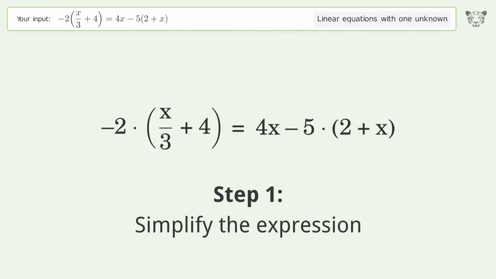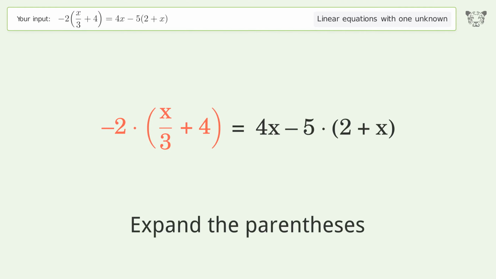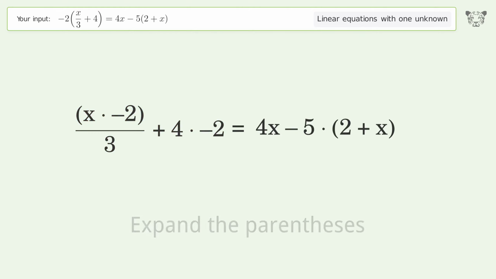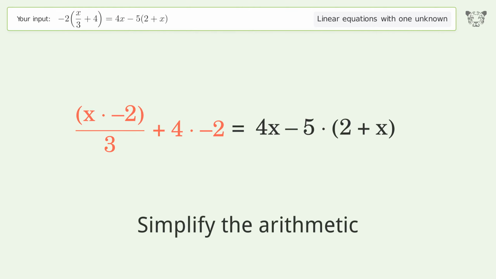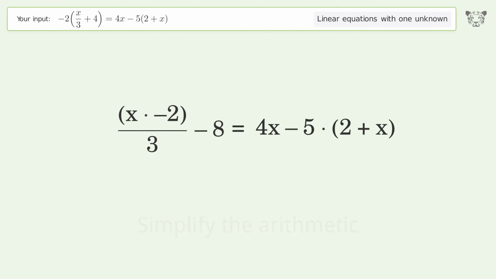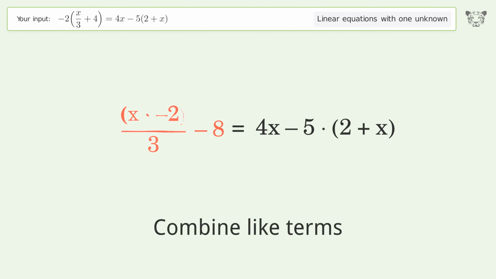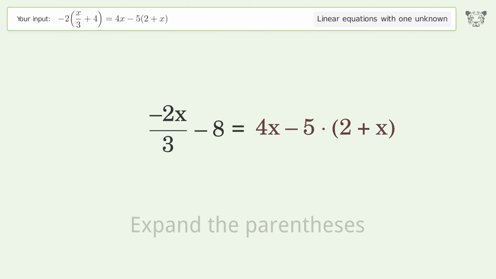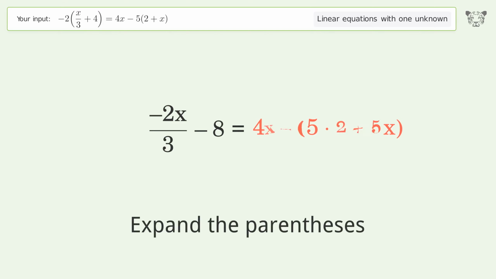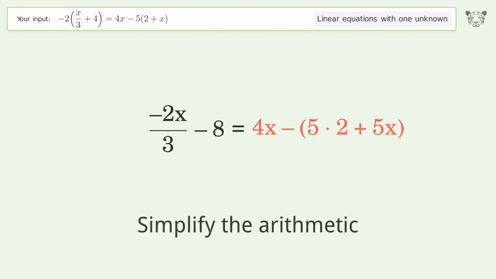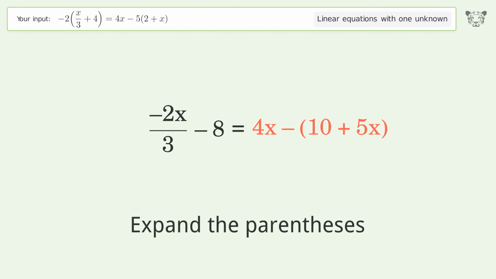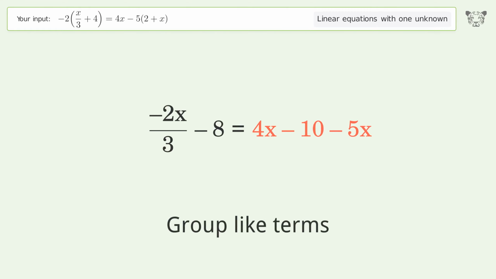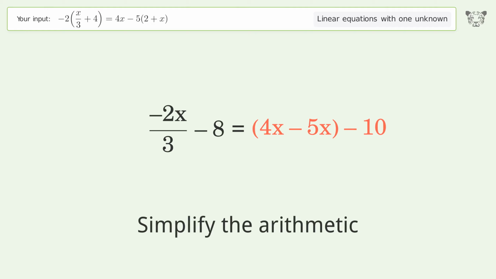Simplify the expression. Expand the parentheses. Simplify the arithmetic. Combine like terms. Expand the parentheses. Simplify the arithmetic. Expand the parentheses. Group like terms. Simplify the arithmetic.